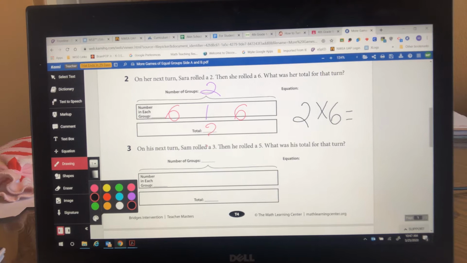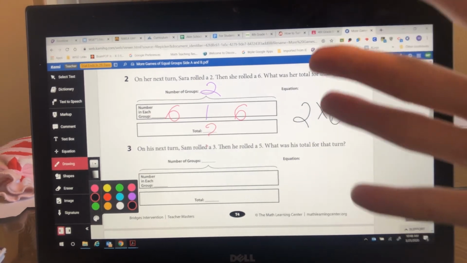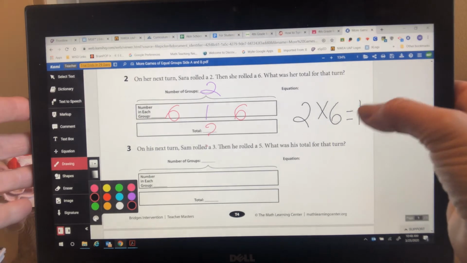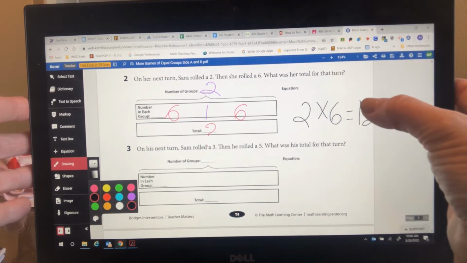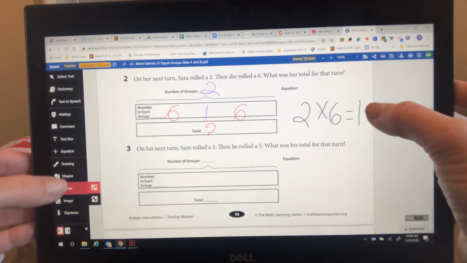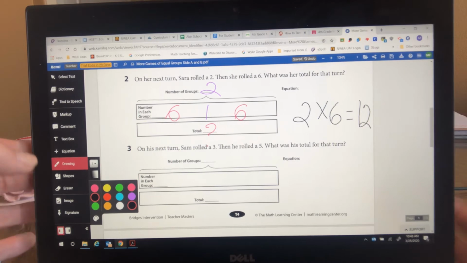Let's count by 2 6 times and see if that isn't the same answer. 2, 4, 6, 8, 10. Go down the tree and up again, 12. Look there. Either way, whoops, gonna use my eraser. Either way, I get a 12. Okay?